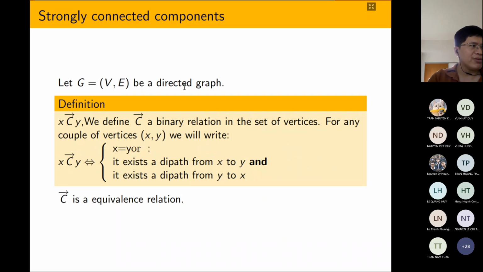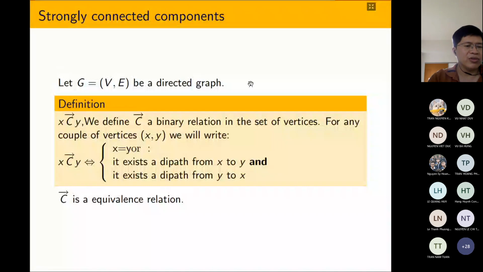Given a graph, we define a relationship between vertices. We say X is strongly connected to Y. X belongs to a strongly connected, or equivalence, relationship. X equivalent to Y means X equals Y.